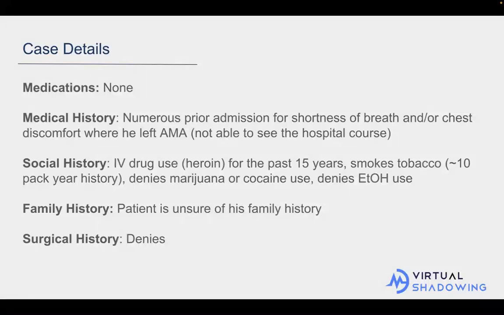He's got this history of IV drug use for about the past 15 years. He smokes. We use this metric called pack year history when we talk about people who smoke. And pack year history helps us to determine risk, basically, of developing lung cancer and things like that. So 1 pack year would be equal to 1 pack of cigarettes a day for a year. So 10 pack years could either be 1 pack of cigarettes a day for 10 years, or half a pack of cigarettes a day for 20 years, etc.